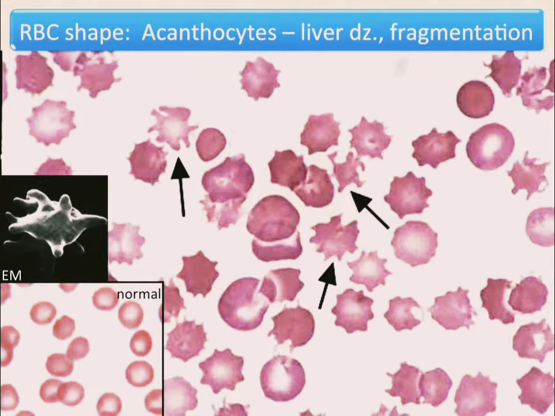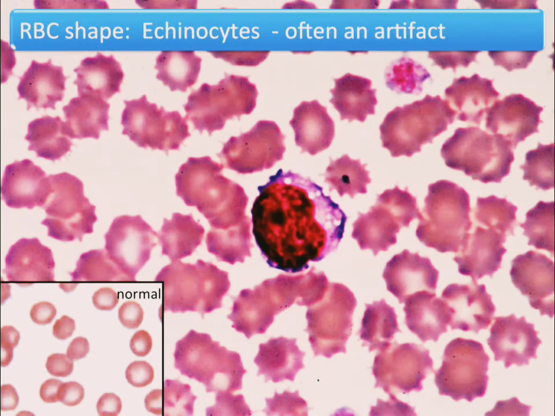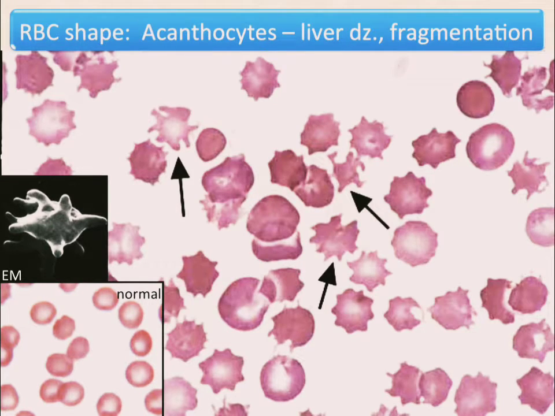When we see this shape change, the acanthocyte, we do need to be concerned about something wrong going on in the patient. The echinocyte, which we were just looking at, and the acanthocyte are somewhat similar. They both have projections on the surface of the cells. But with acanthocytes, the projections are not uniformly distributed across the surface of the cell. They're all over the place. And the projections are of variable length.